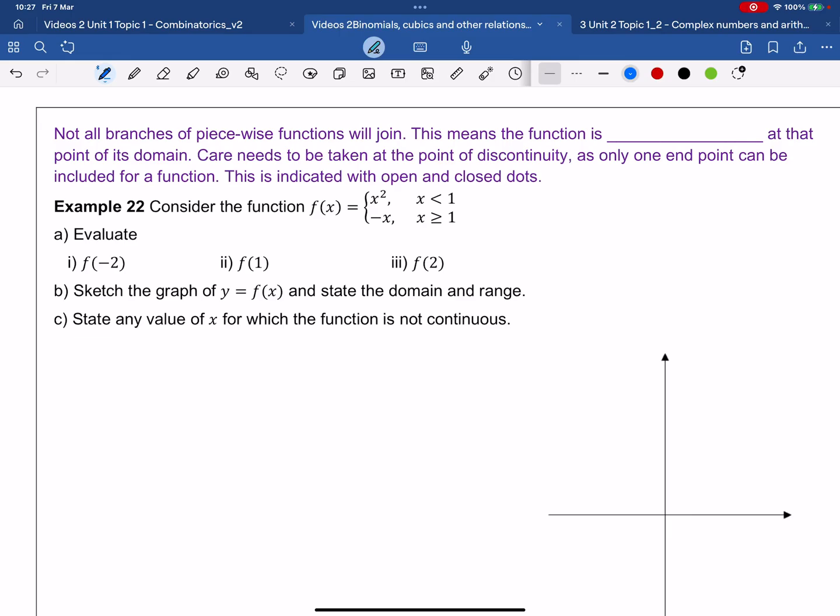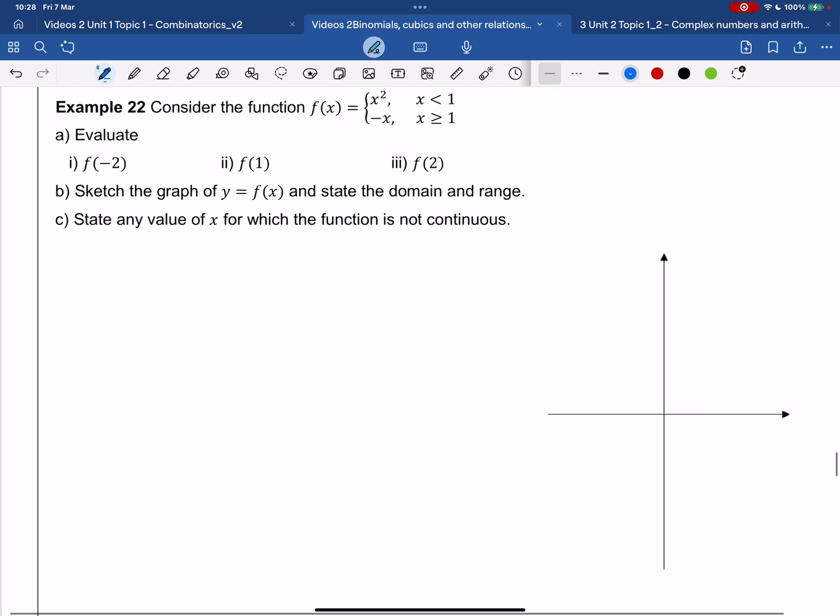We also need to be able to deal with discontinuous piecewise functions. These are functions where the two functions don't actually join on the graph. There's a gap. And we're going to then need to be able to define which function we're using for which part of our graph. And it's important then to have your open and closed dots.